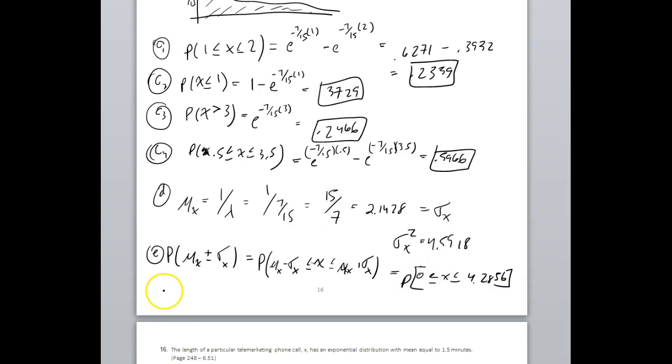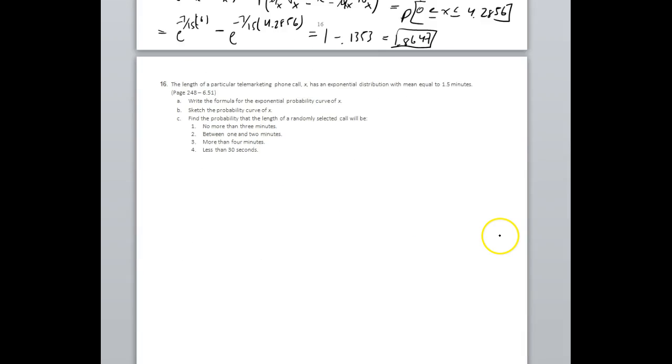And then we just run the formula that we did in C1 or C4. And we get e to the negative 7/15 times 0 minus e to the negative 7/15 times 4.2856. So it's going to be 1 minus 0.1353 or 0.8647. Yeah, I didn't have room to do the second one, but you guys can figure it out. Okay, and I believe this is, goodness, hopefully our last problem. Longest review session ever.